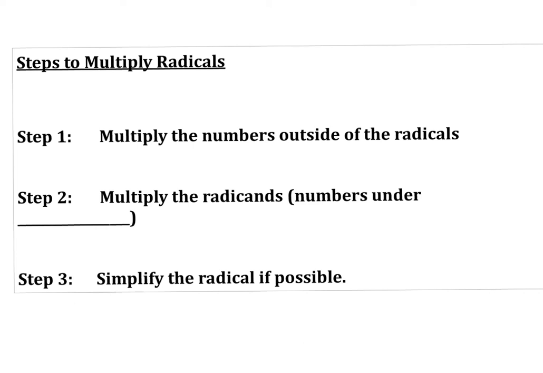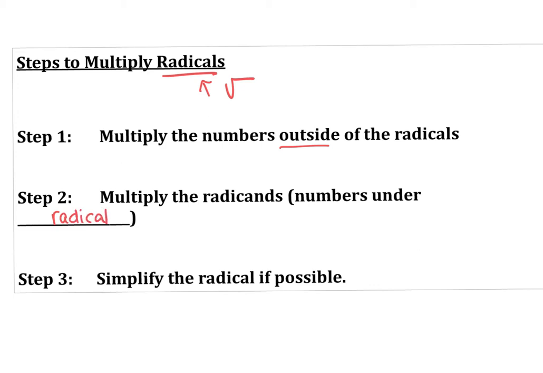Analogy. The radical is the square root sign itself. So when you see the term radical, they are talking about the square root sign itself. So your first step when you have radicals that you are multiplying, you're going to multiply any numbers that are outside of the radical. And then you are going to multiply the radicand. The radicand is the number under the radical sign. So under that radical sign is the radicand.